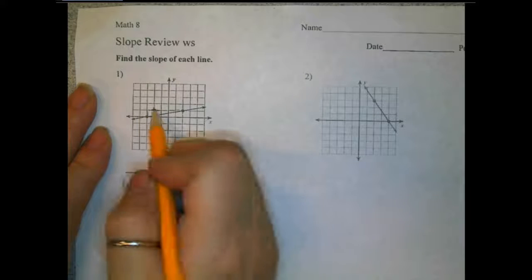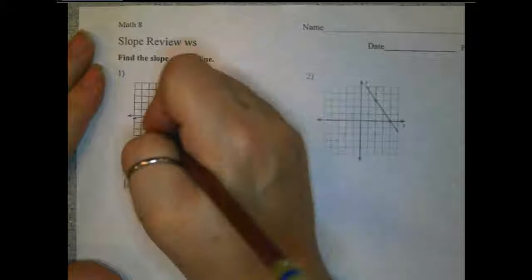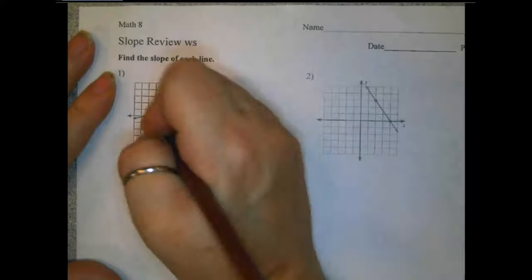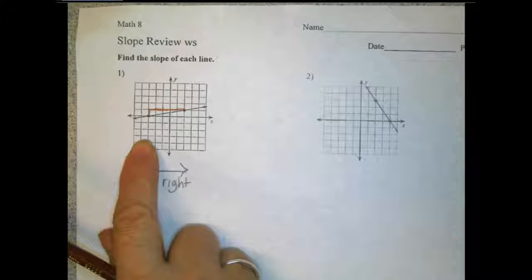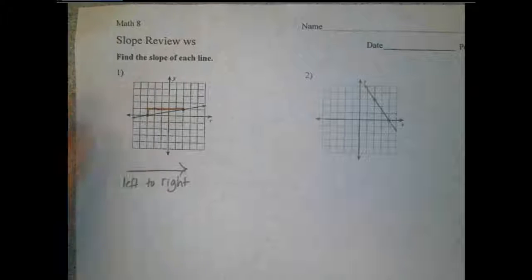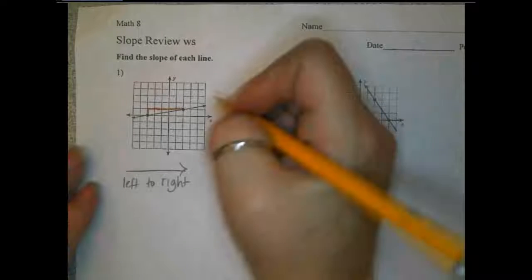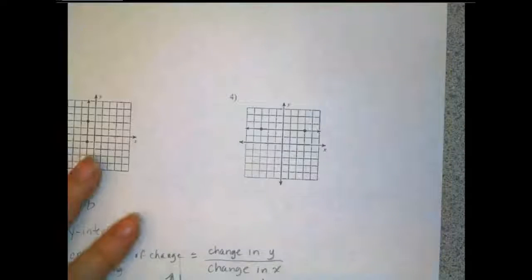Okay, so what I did, let's see if I can do it in a different color so that you can see it, is I went up and then to the right. And now I have this triangle. Can you see that? So I want to figure out what my M is going to equal. Let's go back down to the bottom of the page super quick.